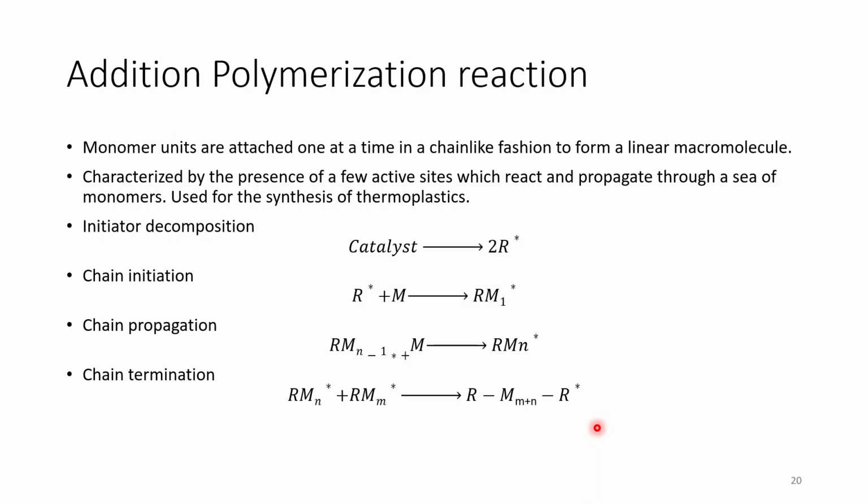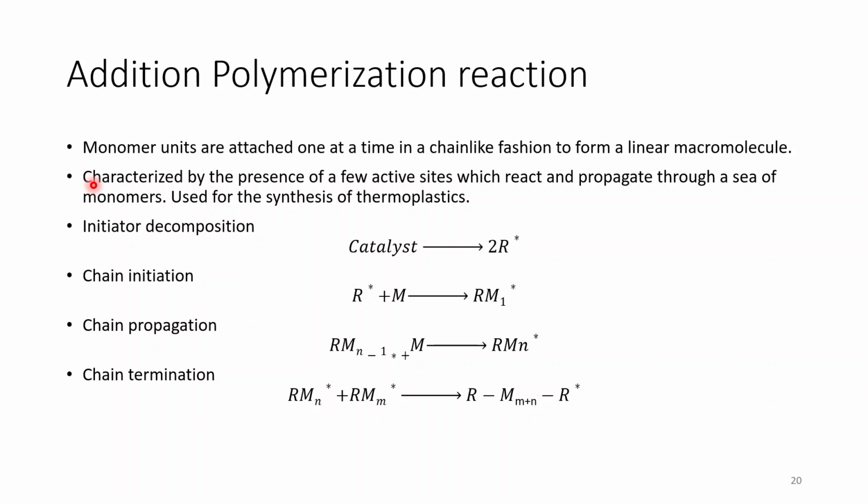Next is addition polymerization reaction. In this case monomer units are attached one at a time in a chain-like fashion to form linear macromolecules. These are characterized by the presence of a few active sites which react and propagate through a sea of monomers, and are used for the synthesis of thermoplastics.